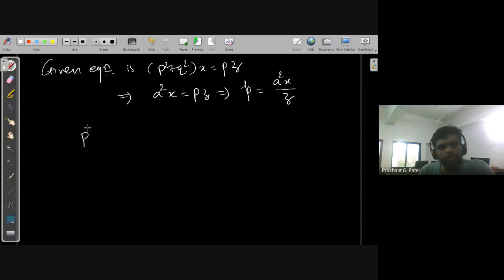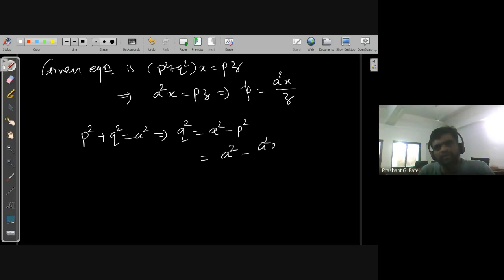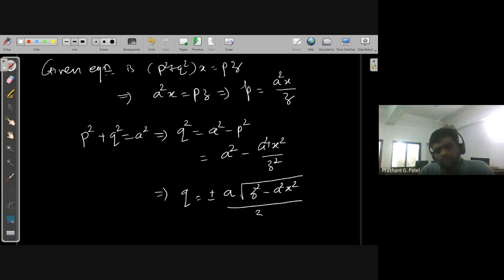So p square plus q square is equal to a square gives q square equal to a square minus p square, which is a square into a square minus x square a raised to 4 upon z square. If you take a common out and take the square root, then q is plus or minus a into square root of z square minus a square x square upon z.